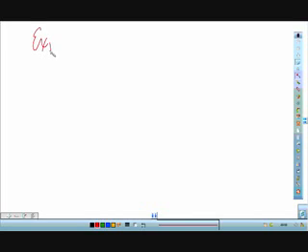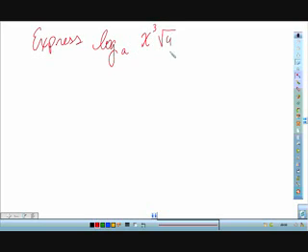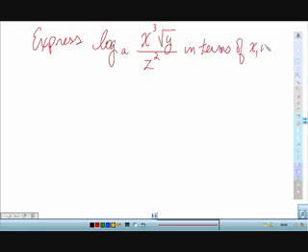Okay, I would like you to express the log base A of x cubed square root of y over z squared in terms of x, y, and z. So what I'm asking you to do is expand it as much as you can. I've got it compacted. You're to expand it.